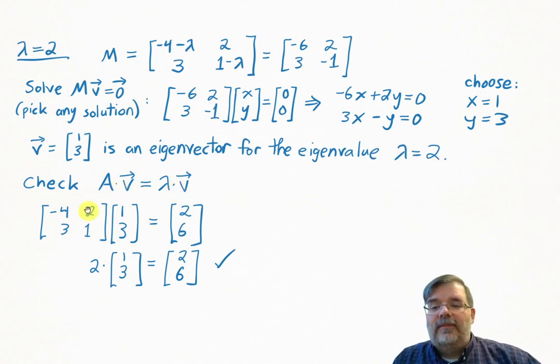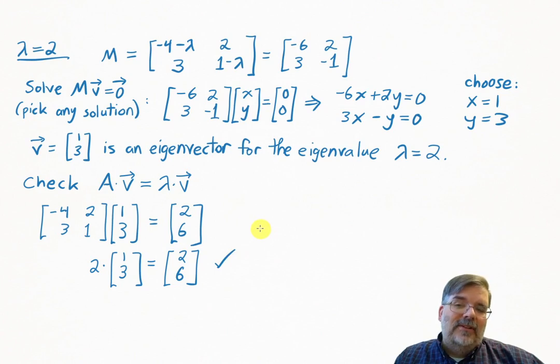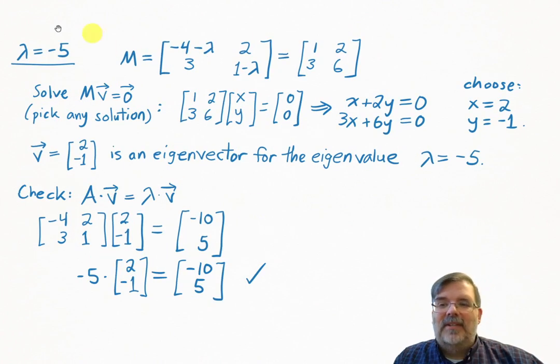To check is straightforward. Calculate the matrix vector product. We get 2, 6. Calculate the scalar multiplication. We get the same result, 2, 6. So that checks out. There are two eigenvalues. We still have lambda equals negative 5. As before, plug in -5 here. We'll get the matrix 1, 2, 3, 6.